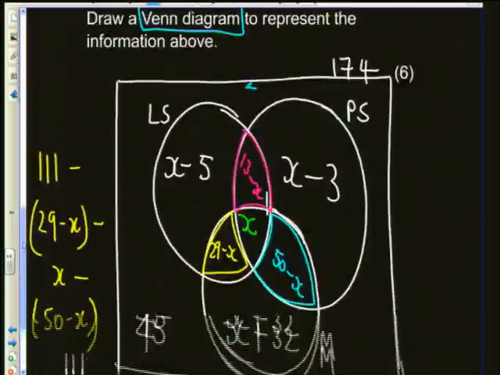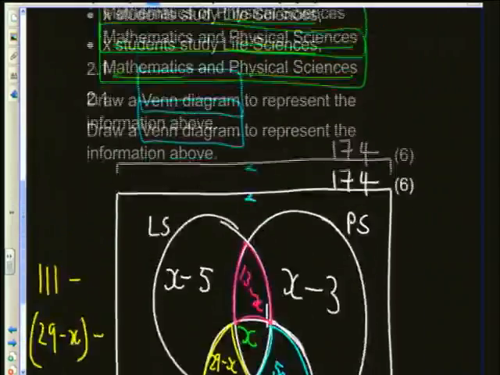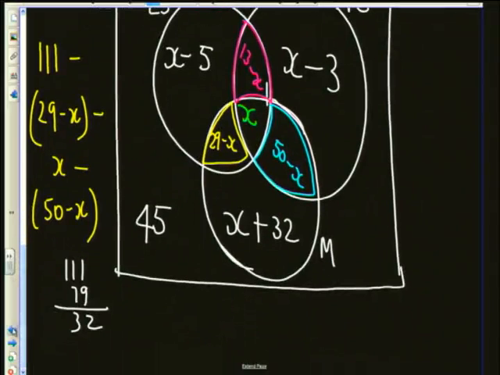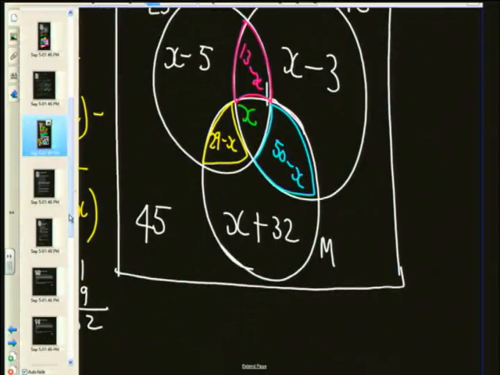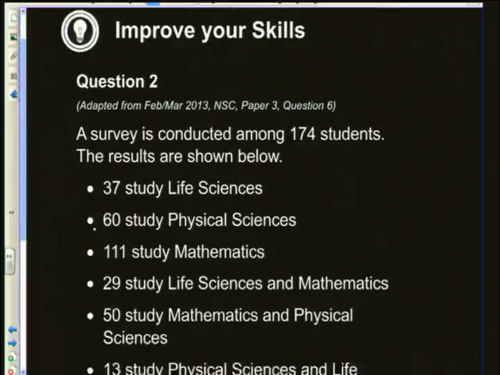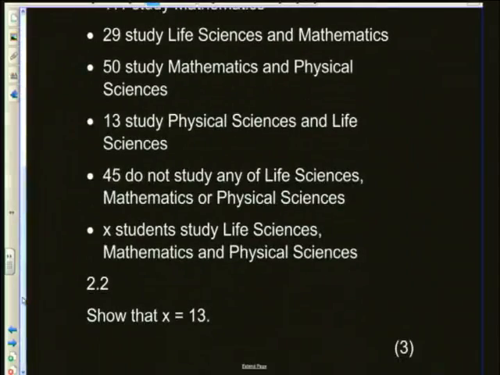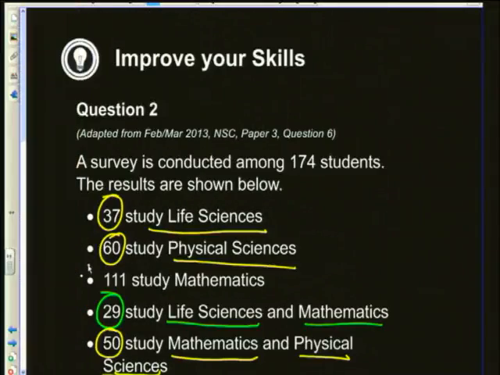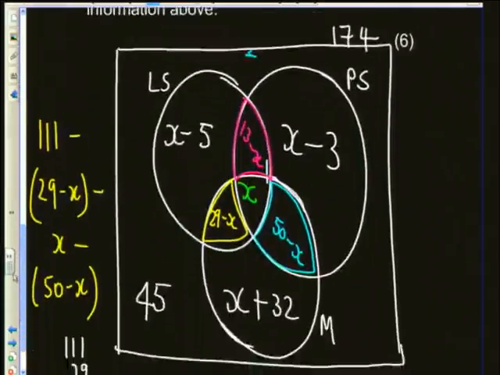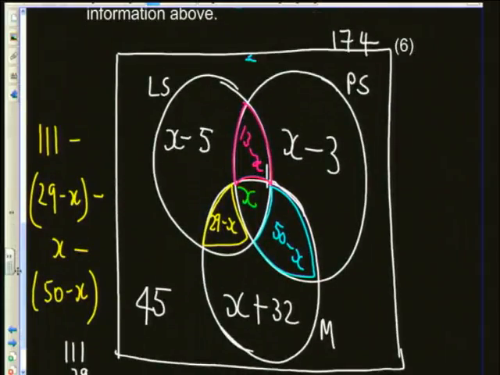Okay, the first question is to draw the Venn diagram. It's for 6 marks, all these little bits and pieces. Let's see what the second question is. Okay, same thing. And we now have show that x is 13. How are we going to show that x is 13 from all this? We go to our diagram and we say that those amounts, the individual amounts, all those amounts must add up to 174. And you solve for x. So it's as simple as solving that equation.